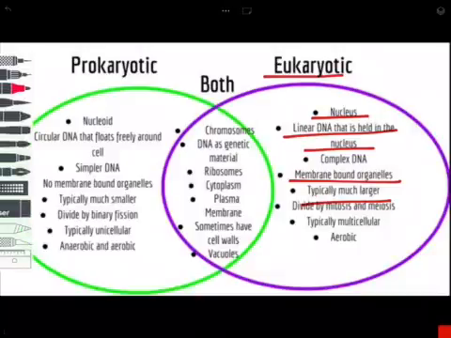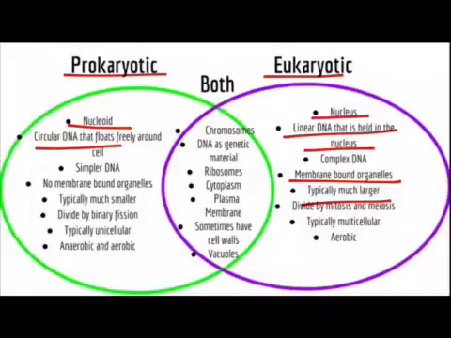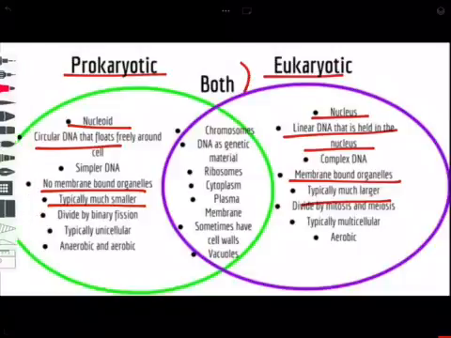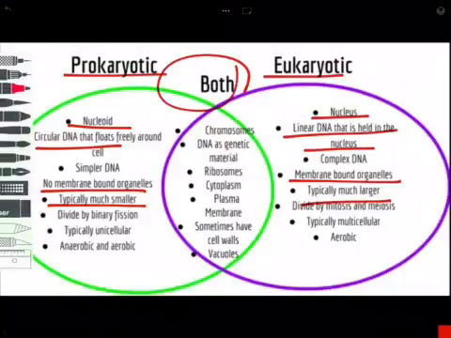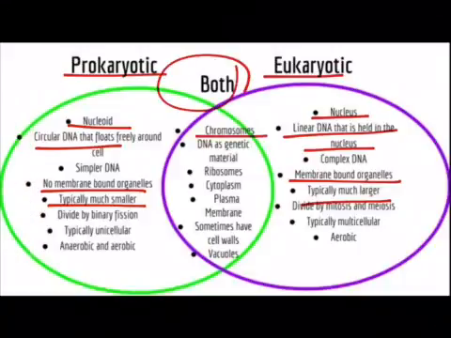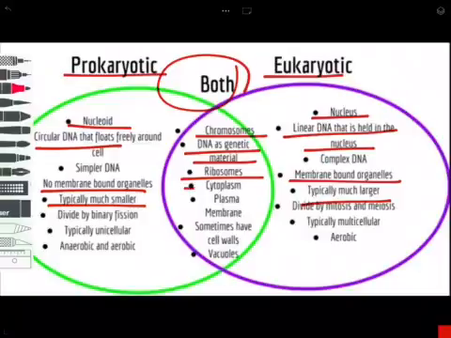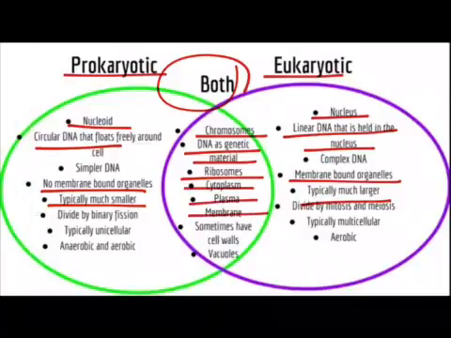For prokaryote cells, there is a nucleoid, which is where the circular DNA floats. They have no membrane-bound organelles, so they have no mitochondria or chloroplast. They are usually much smaller, but they have many similarities. For example, they both have chromosomes, so DNA is their genetic material, and they have ribosomes to make protein. They also have a cytoplasm and a plasma membrane.